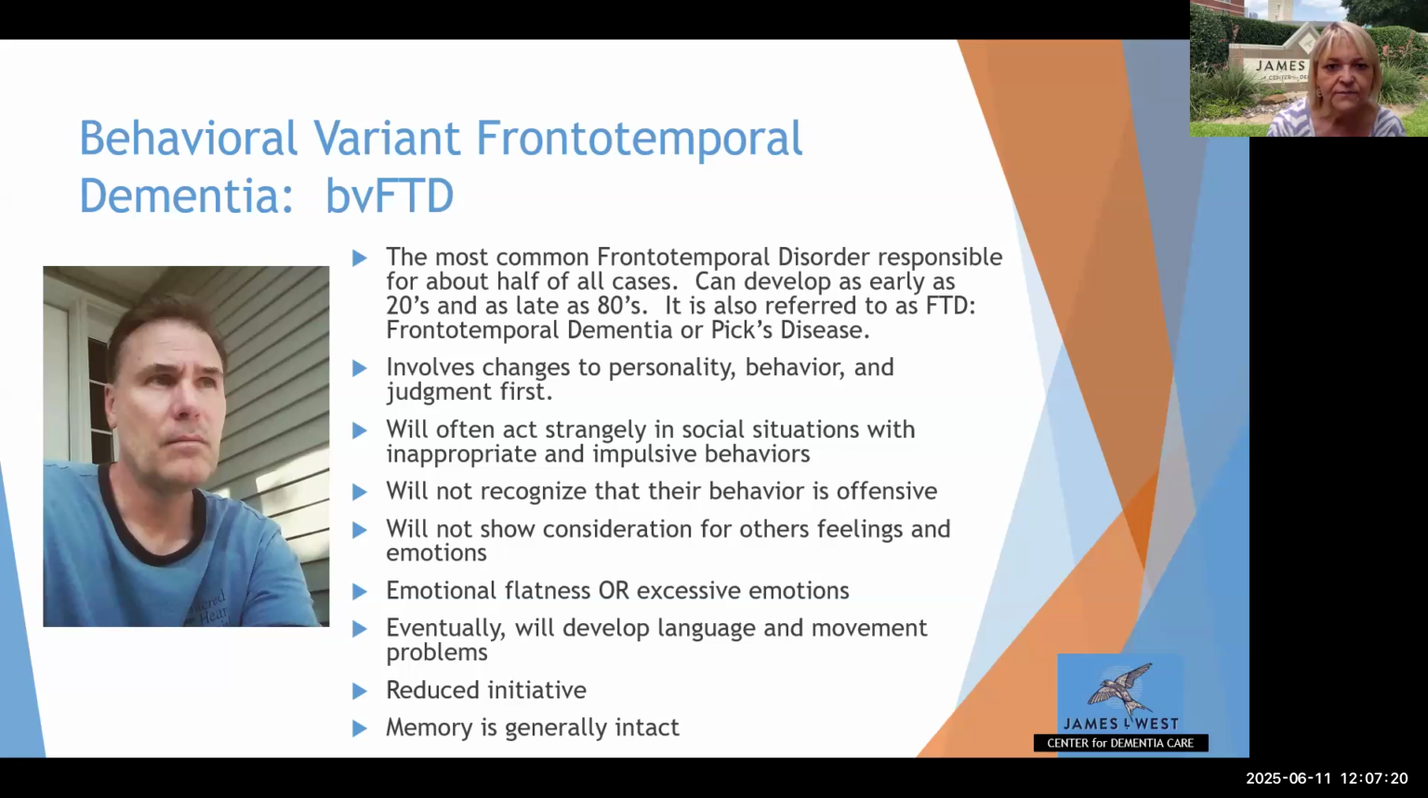This is the one we see the most often. It has been recorded as early as people in their 20s and as late as people in their 80s. So when we talk about that average, we're talking 40s, 50s, 60s. Personality and behavior and judgment changes first. This is why they get misdiagnosed as having some type of psychological issue. They many times are going to act very strangely in social situations or inappropriate and have impulsive behaviors. And here's a key: they don't recognize that their behavior is offensive. They don't recognize it. In fact, there's not anything wrong with them, there's something wrong with you.